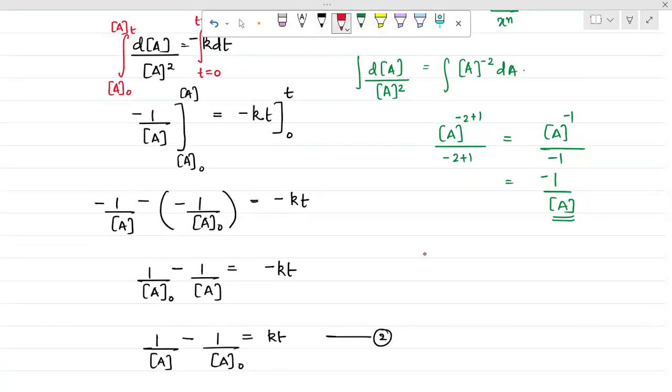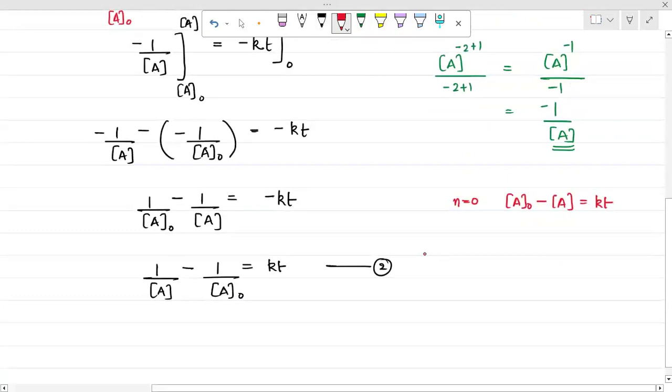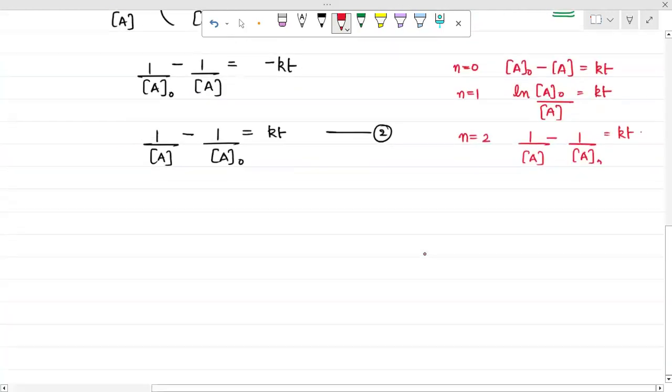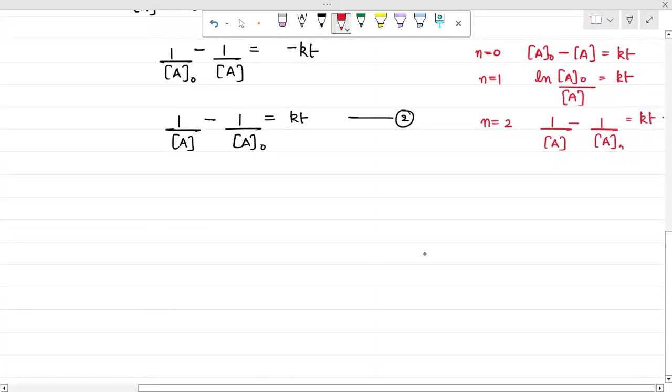Okay, so by now we know 3 relations. For n is equal to 0, it is A naught minus A, which was equal to Kt. Correct? n is equal to 1, it was ln of A naught by A, which was equal to Kt. Now, n is equal to 2. What do we have? We have 1 by A minus 1 by A naught is equal to Kt. Okay? The summary of whatever we have learned. All right. Now calculate the time, or the equation for t half.